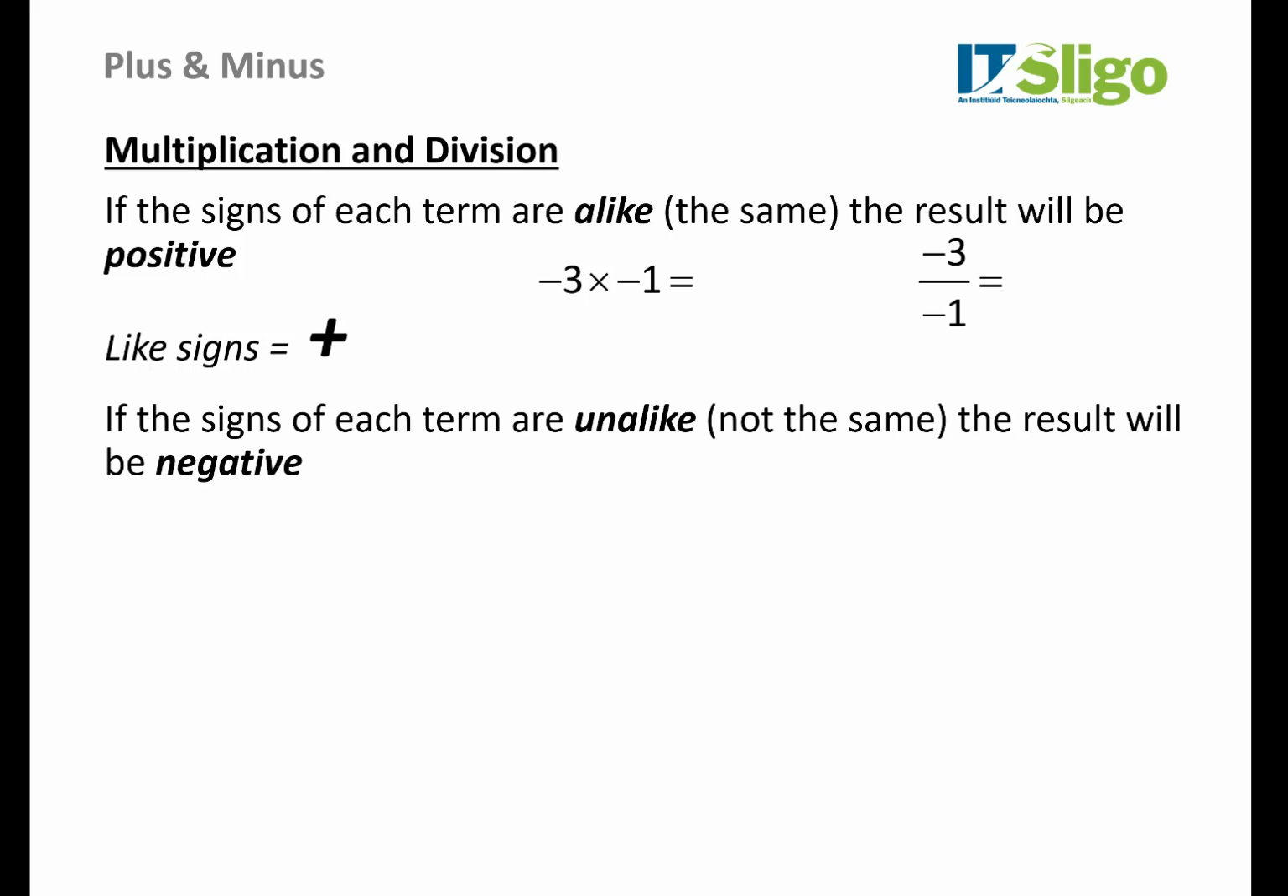If the signs are different, then your answer is negative. So if you have a plus and a minus together being multiplied or divided, your answer is always negative. Here we have a minus by a plus. My answer is always a minus. Here we have a minus divided by a plus. My answer is still a minus.